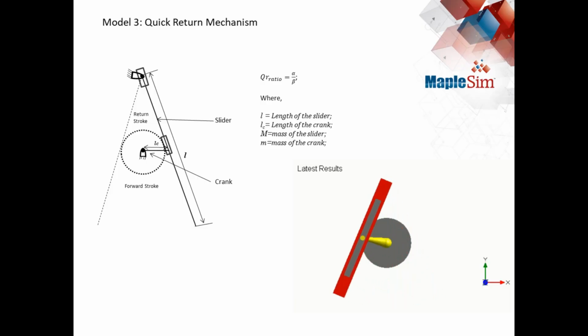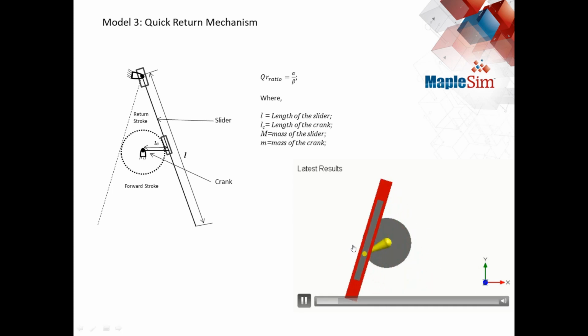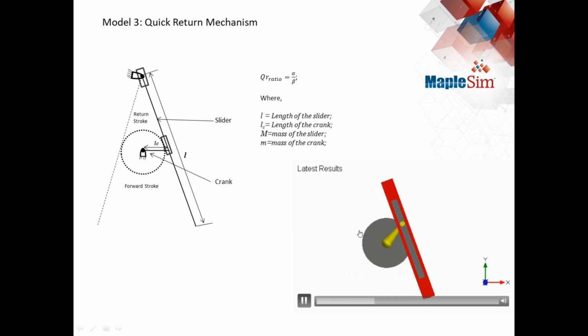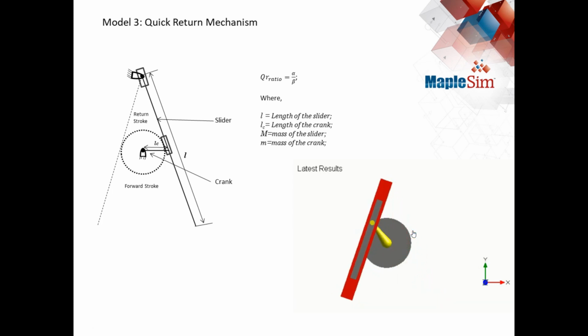So I have the simulation recorded video here of the MapleSim model and the schematics of the quick return mechanism. The main application of this mechanism is built in a way that the time taken for the forward stroke of the crank is slower compared to the return stroke. Now this becomes quite useful in the industry where they use shaping machines.